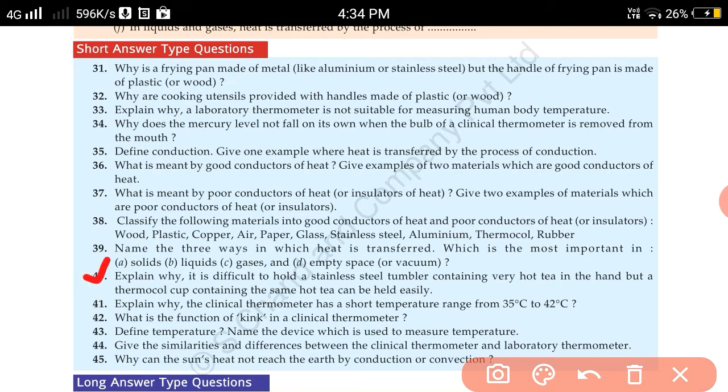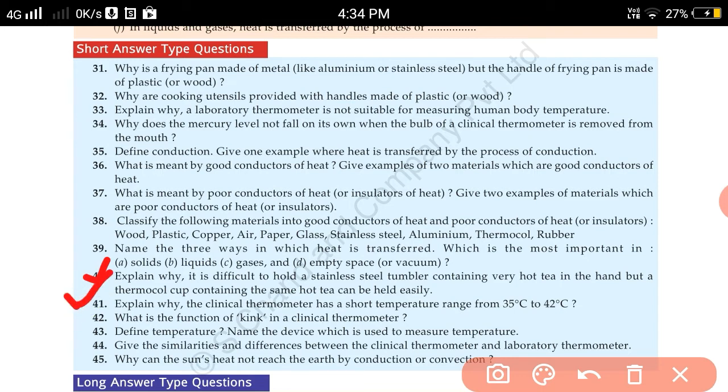Now come to the next question. Question number 40. Explain why it is difficult to hold a stainless steel tumbler containing hot tea in the hand, but a thermocol cup containing the same hot tea can be held easily. Yes, students, as we know, stainless steel is a good conductor. It conducts heat from its hotter part to our hand. That's why it becomes very hot, whereas thermocol is an insulator, so it does not allow the inside heat to reach the outer area, so that we can hold it easily.